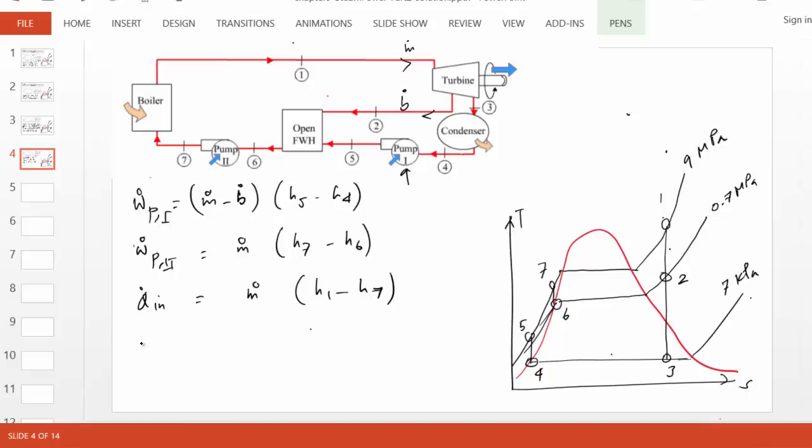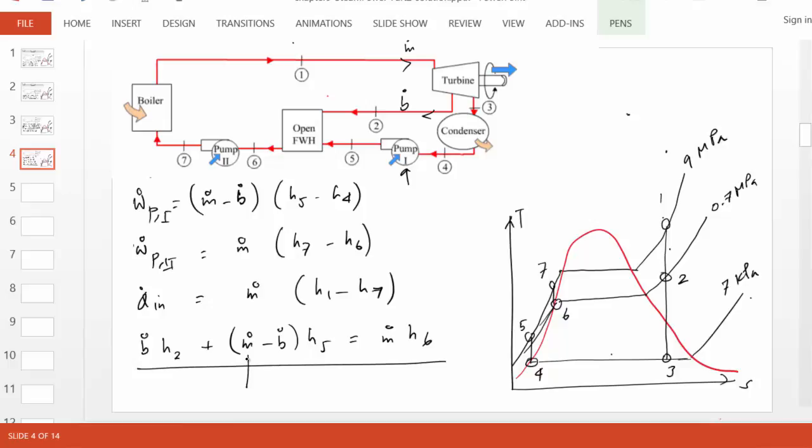b dot brings in the energy h2, plus (m dot minus b dot) brings in the energy h5, and the total mass flow rate at state 6 is m dot, and that must equal m dot h6. So this is the equation that's going to give us a relationship between m dot and b dot. If we know enthalpies, which we should be able to find given that we know two properties from each state, this is going to yield a relationship between m dot and b dot.